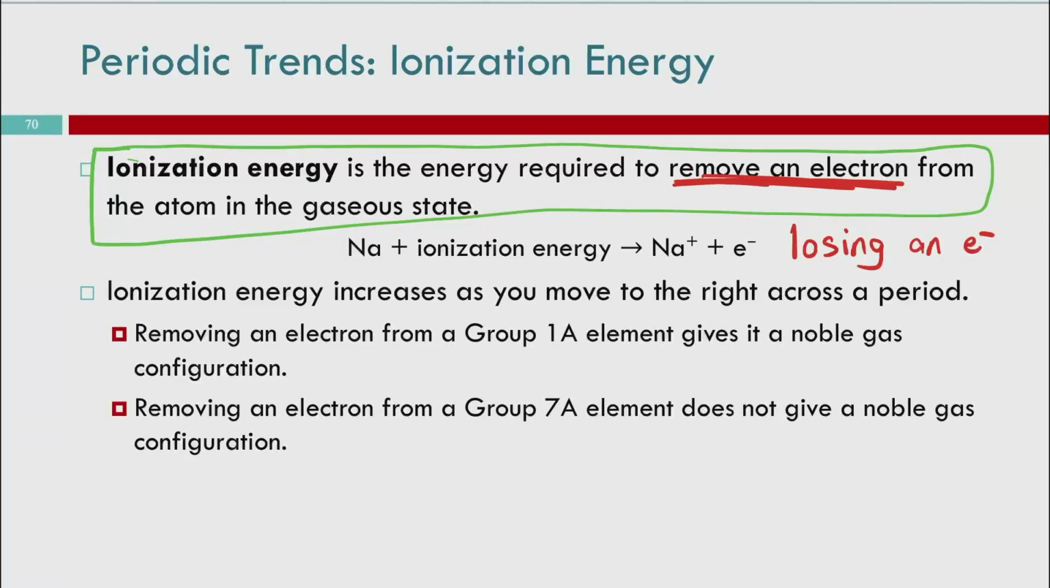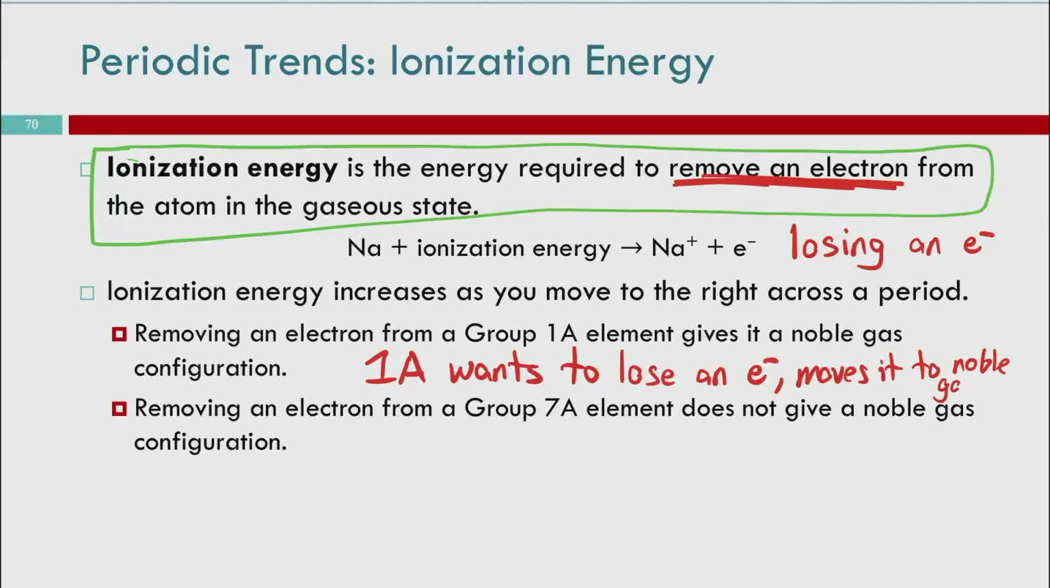Our ionization energy increases as we move to the right across a period, a row. If we think about our extreme ends, all the way on the left side of the periodic table, our group 1A, it practically wants to lose an electron. That moves it to noble gas configuration for its electron configuration. If we're all the way on the right side of the periodic table, like fluorine or chlorine, to get to a noble gas configuration, the fastest way there is to gain an electron.